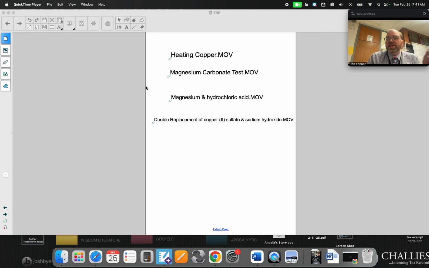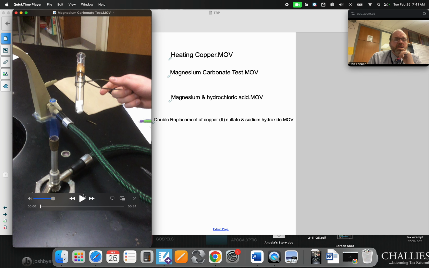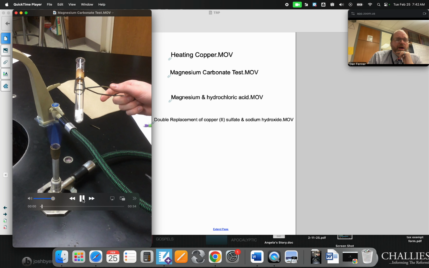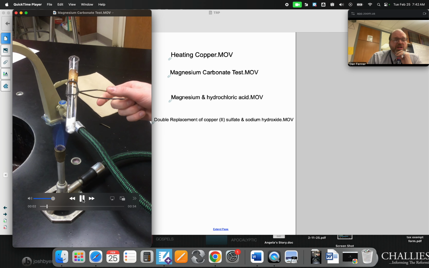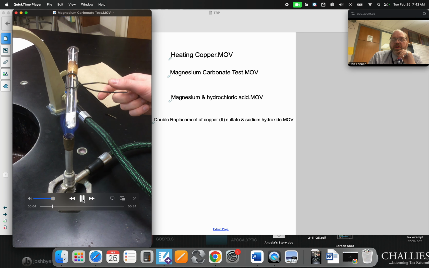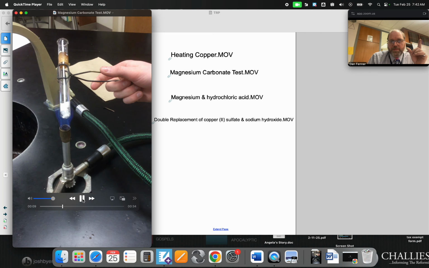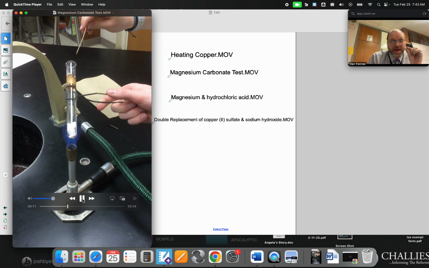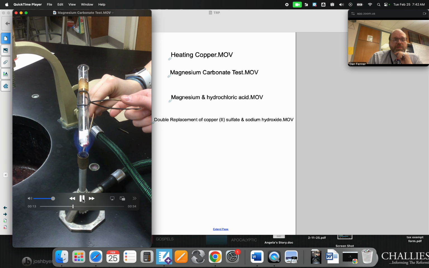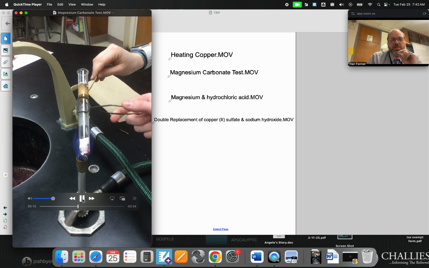Now, for the second one, it said copper 2 carbonate. I didn't have it, so I used magnesium carbonate. Same process. Magnesium carbonate acts the same as copper 2 carbonate. The only difference is that copper 2 carbonate is green and this one is white. Copper 2 carbonate turns black. We're going to light this one up. It's forming carbon dioxide. You see it's starting to burn there.